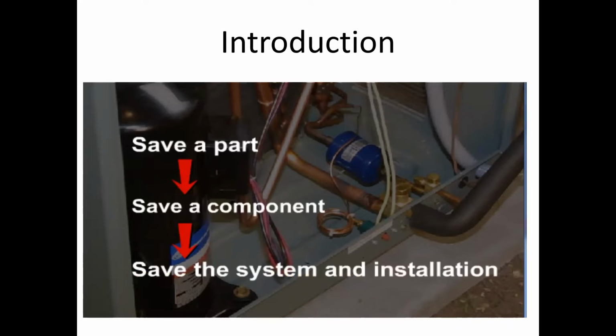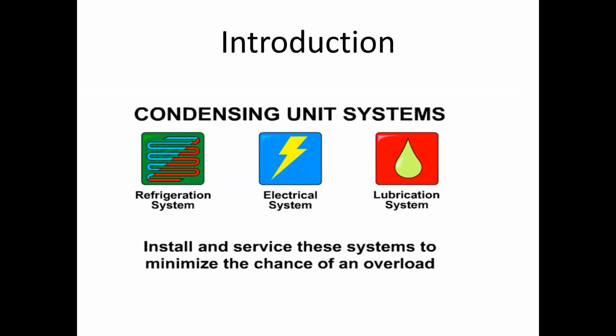So again, if we save a part, we can potentially save a component, and then we can potentially save a system or an installation. And again, there's really three systems that we're going to look at to help minimize overloads. That's the refrigeration system, right? So our charge. The electrical system: what kind of voltage and or amperage do we have going to those loads? And then the lubrication system. Are we pulling back the lubricant that compressor needs to properly run?